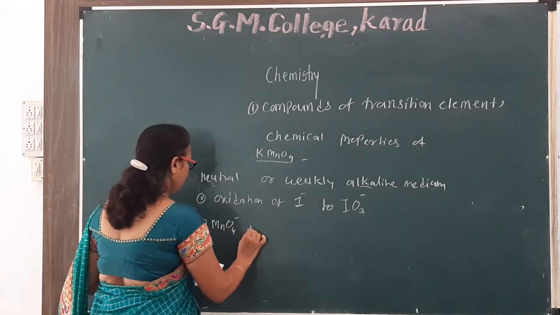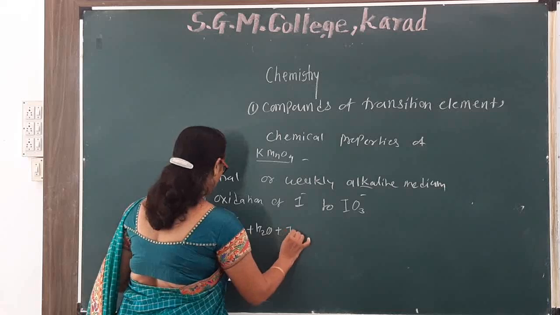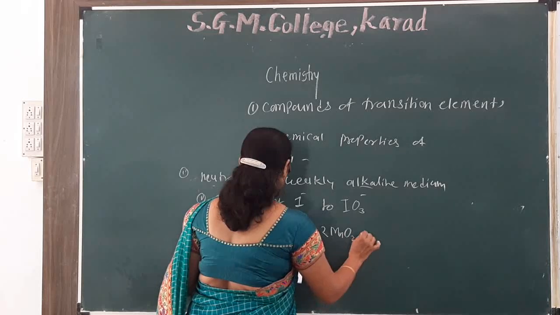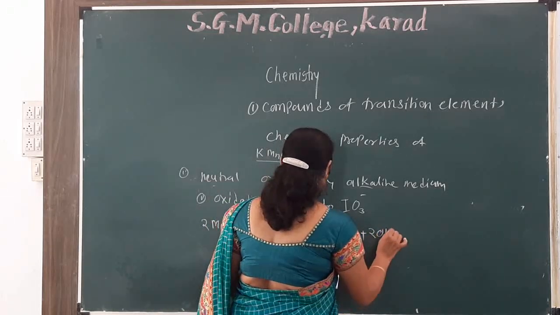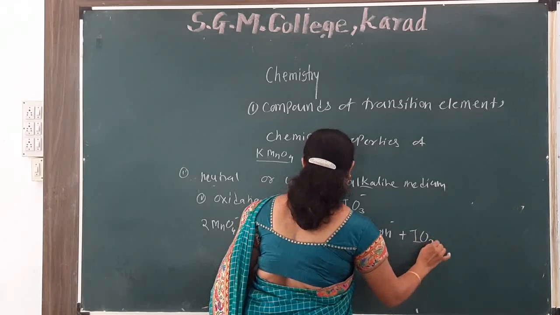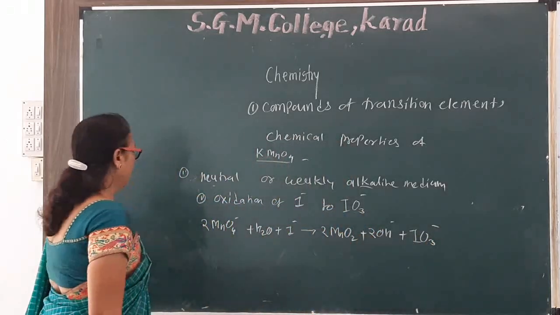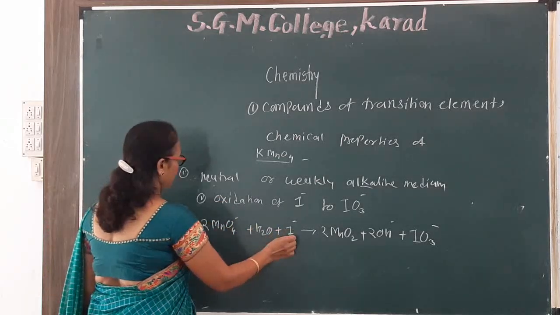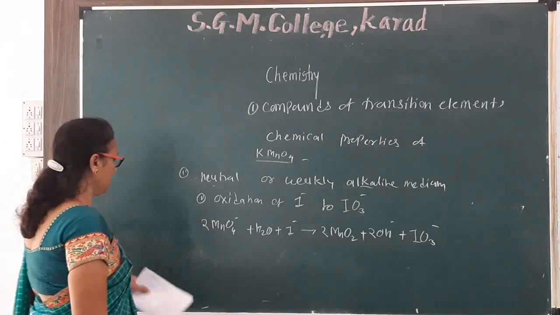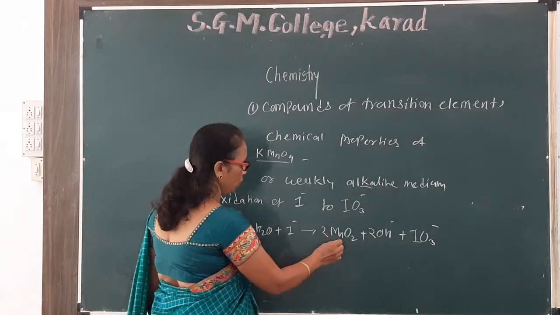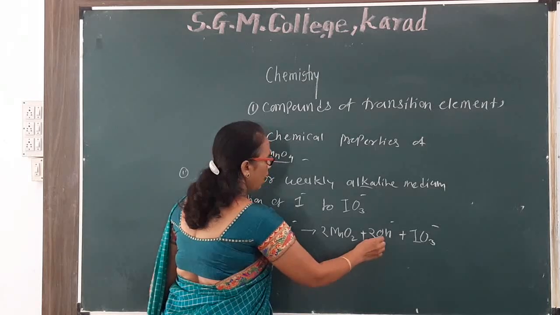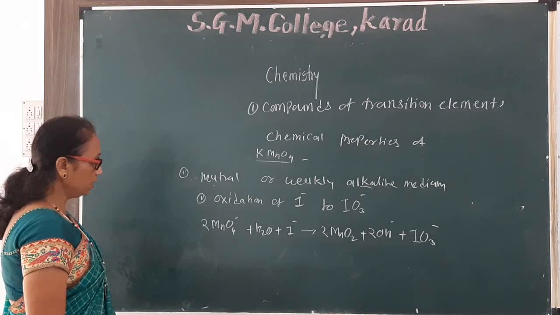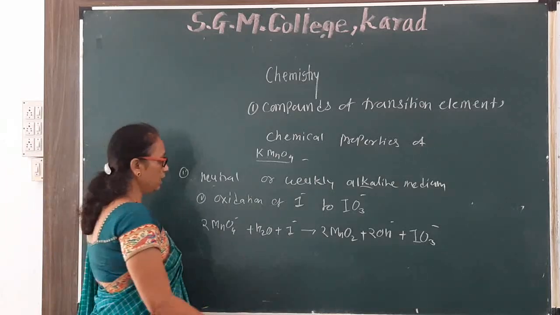2MnO4 minus plus H2O plus I minus gives 2MnO2 plus 2OH minus plus IO3 minus. Here potassium permanganate or permanganate ions, when treated with iodide ions, form MnO2, OH minus and iodate ion, that is IO3 minus. Here this is a neutral or weakly alkaline medium.